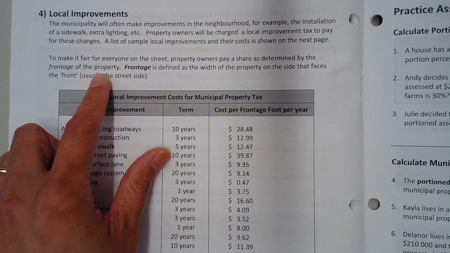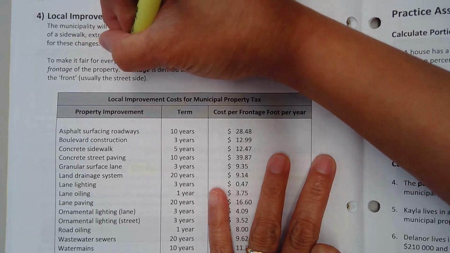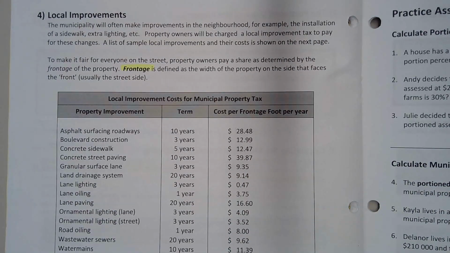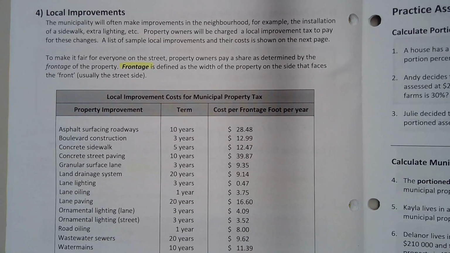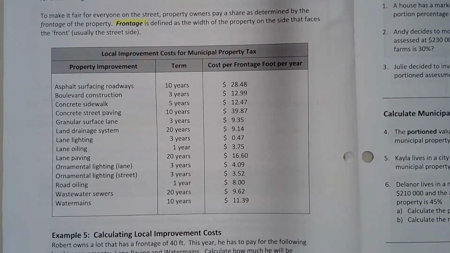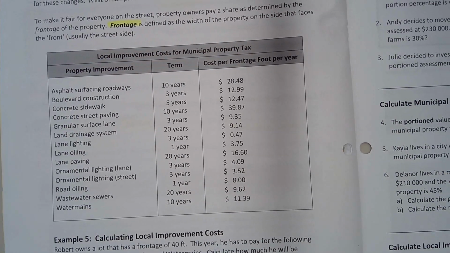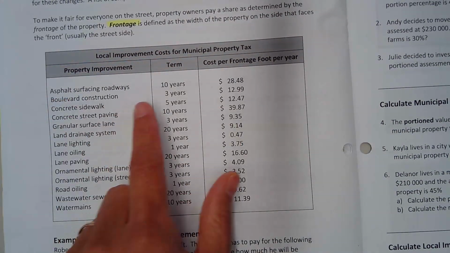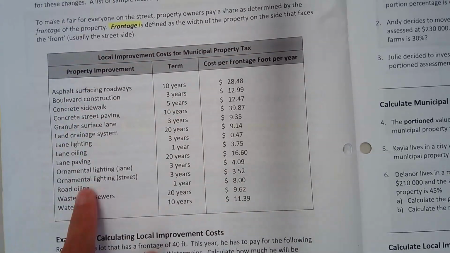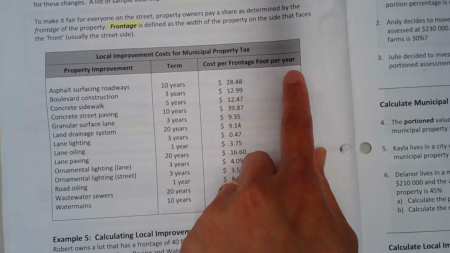To make it fair for everyone on the street, property owners pay a share as determined by the frontage of the property. Okay, frontage, what is that? Frontage is defined as the width of the property on the side that faces the front, usually the side street. Like how long is your front there? This part talks about the local improvements and the number of years it would take to pay for that. We're going to be concerned with how much it's going to cost per foot per year.